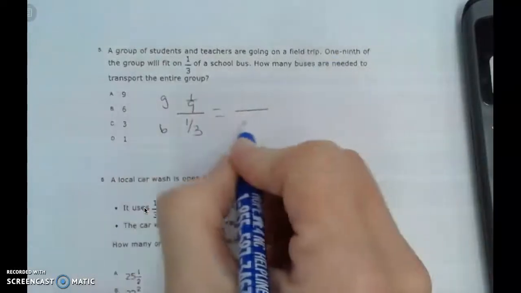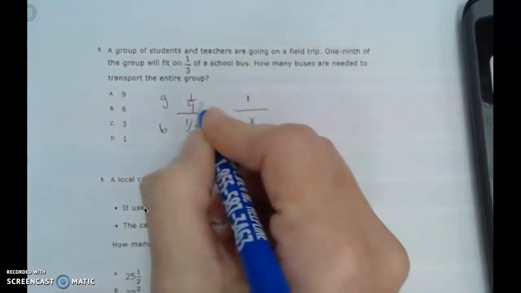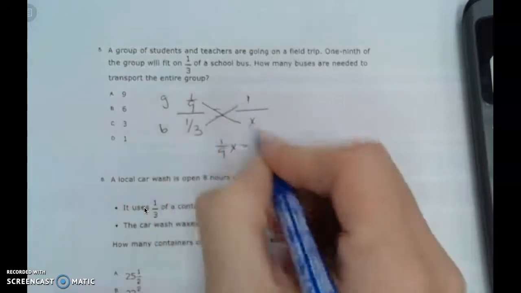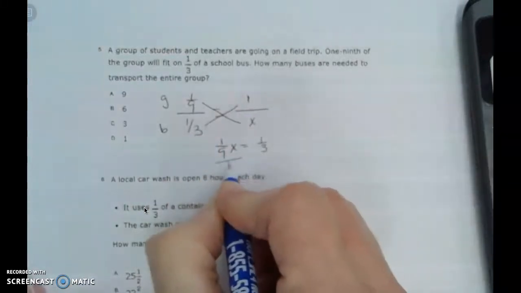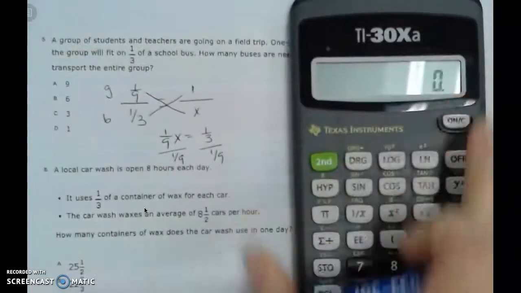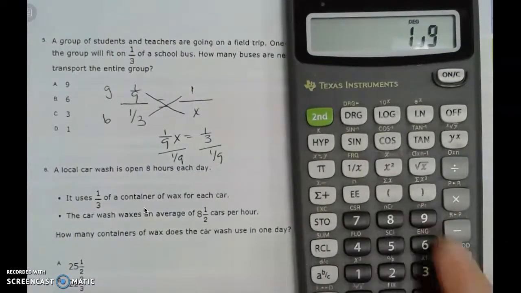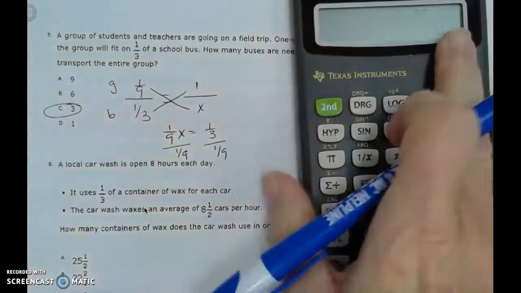The entire group would be one group. And then we have X. So I end up with 1/9 X equals, I multiply this diagonal and I get 1/3. So now I need to divide both sides by 1/9. So I've got 1/3 divided by 1/9. And I end up with 3, which is C.